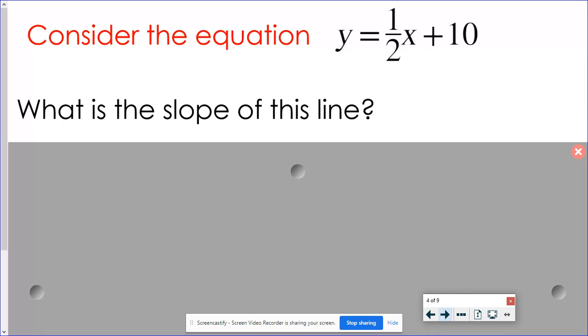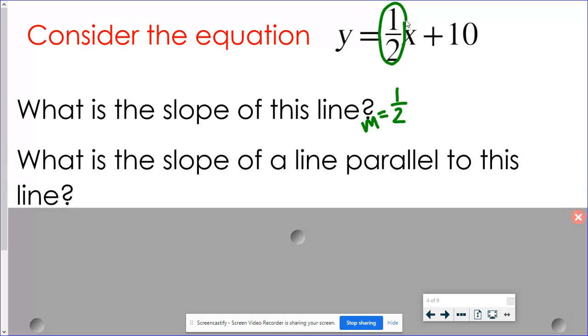Okay. This question is very much like one whole side of your worksheet today. If I give you this equation, y equals 1/2 x plus 10, the first question I'm going to ask is, what is the slope of this line? Well, the slope, you guys know, is the number that's in front of the x. So this slope is 1/2. Or I could say m equals, I suppose.